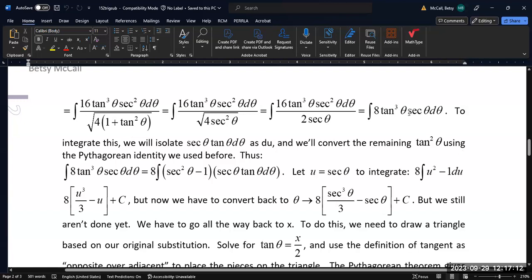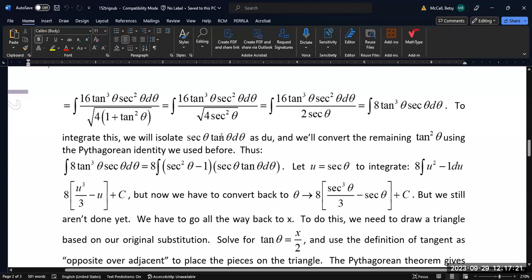Now, this is a case of odd tangents. And so for the case of odd tangents, we would pull out 1 secant and 1 tangent as our derivative. And then the remaining 2 tangents, tangent squared, we can convert to secants by using our Pythagorean identity. So secant tangent, and then the tangent squareds become secant squared minus 1. I pulled the 8 outside the integral.